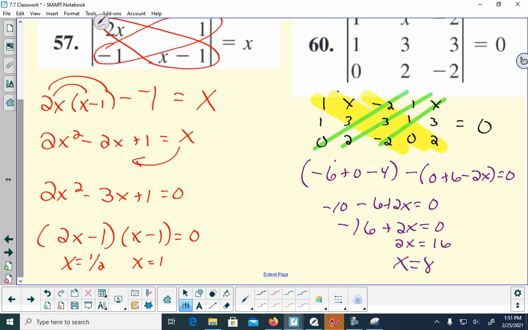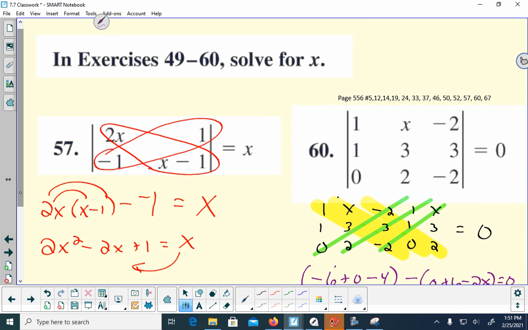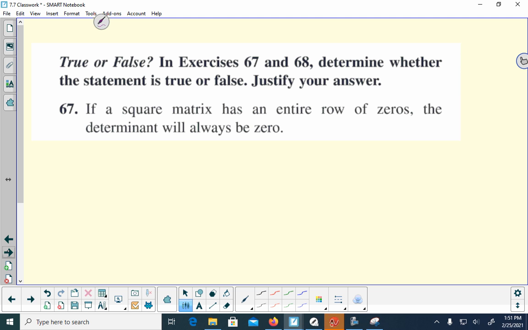And then a quick way to check this is just put 8 in this spot here, put it in your calculator, and see if you get a determinant of 0. And the last question is just a simple true or false question. It's saying if a square matrix has an entire row of zeros, so let's do a 2 by 2, an entire row of zeros, the determinant will always be 0.